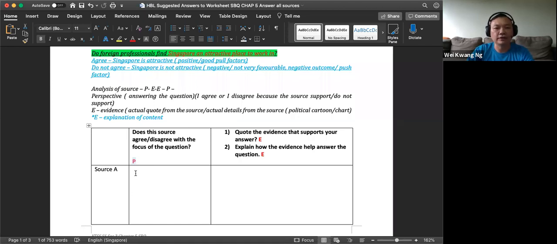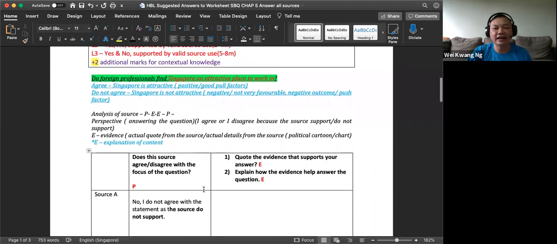Okay, so the first thing that you need to do now, on the first table, you need to tell me, does it support or does it not support? The whole idea is that this source doesn't support. Because it doesn't support, that means I don't agree with it. I don't agree with the statement.